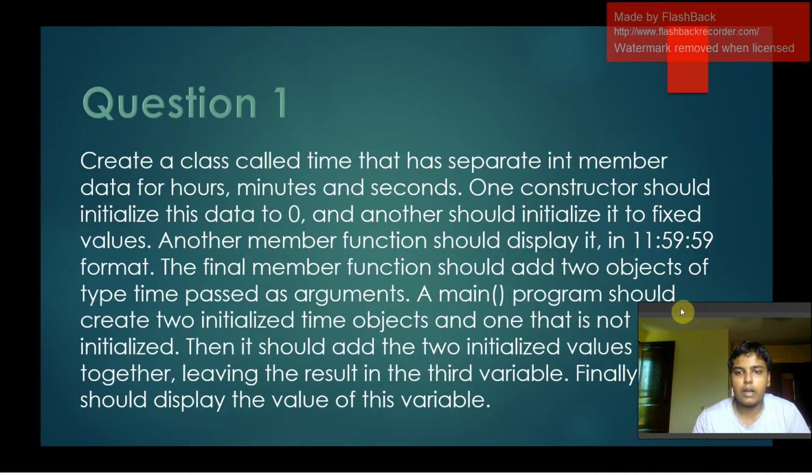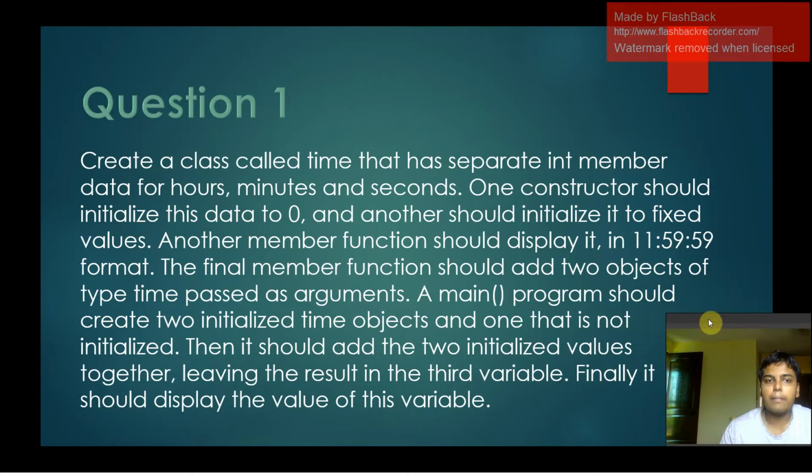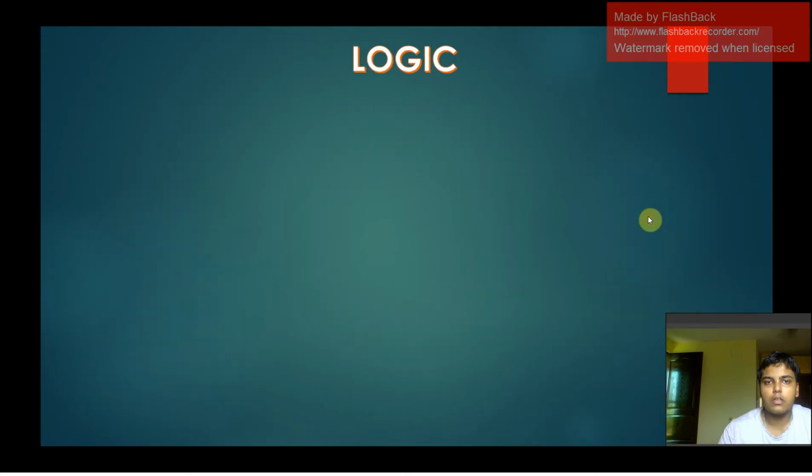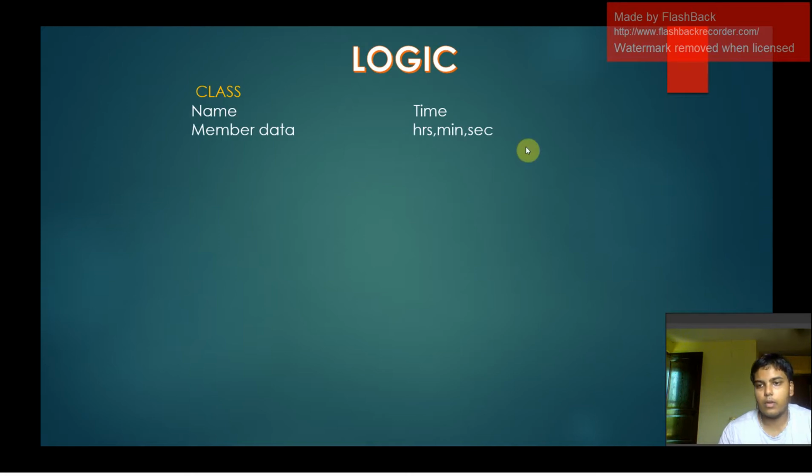In this first program, again we are creating a class like in the previous concept, and the main logic is to add two standard times, which have hours, minutes and seconds. So what is the logic used in this? In the class, what do we have to include? The class name, first of all, Time, then member data: a set of hours, minutes and seconds. Then functions to do all these operations.